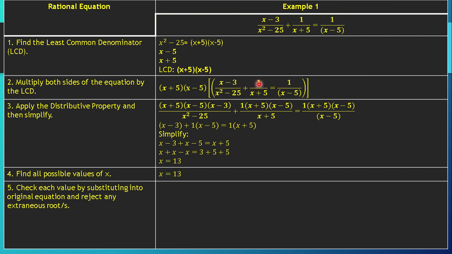So since 1 yan, so, quantity x plus 5, quantity x minus 5 times 1. So, ito po siya. 1 times quantity x plus 5, quantity x minus 5 divided by x plus 5 is equal to, multiply ulit natin itong LCD dito sa fraction na nasa right side ng equation. So, quantity x plus 5, quantity x minus 5 times 1 is 1 times quantity x plus 5, quantity x minus 5 divided by quantity x minus 5.